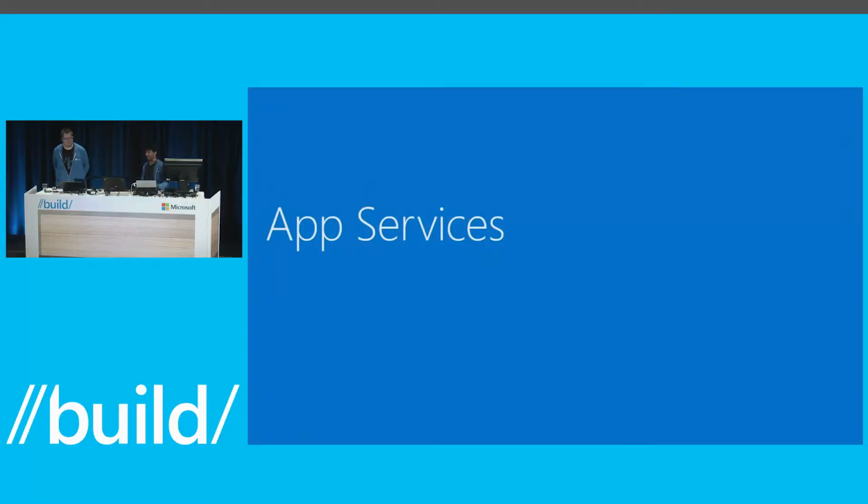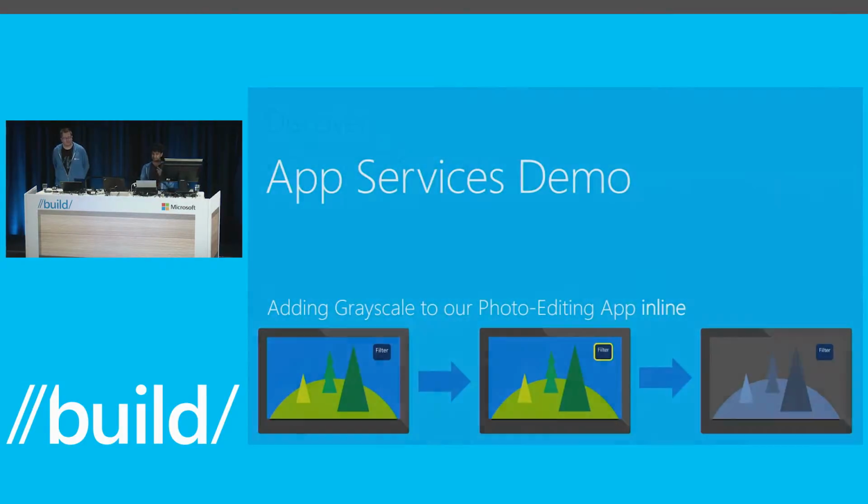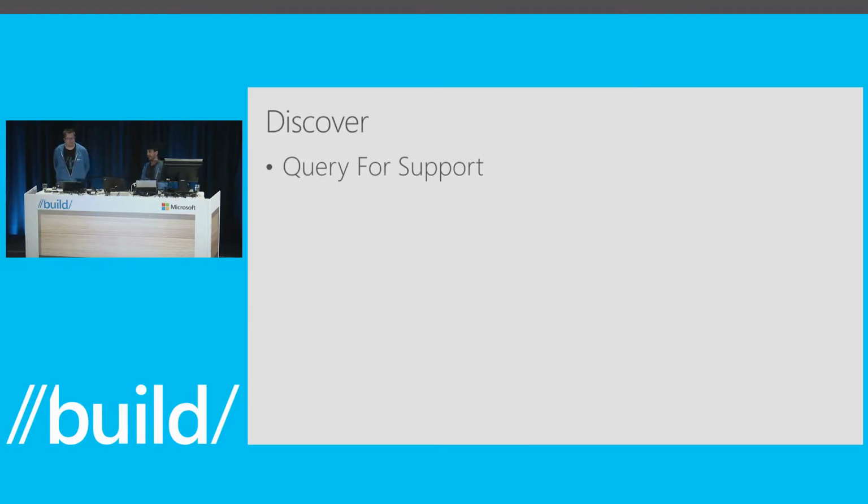So let's go back and look at this a little bit further. Again, one thing you might want to do is query for support. You want to make sure that this app service is on the system. It's the same way as launch URI for results, right? The way you do this now is you call find app service providers async with the name of the app service. If there's something that exists, you're good to go. If not, again, launching the user to a store is a great idea.